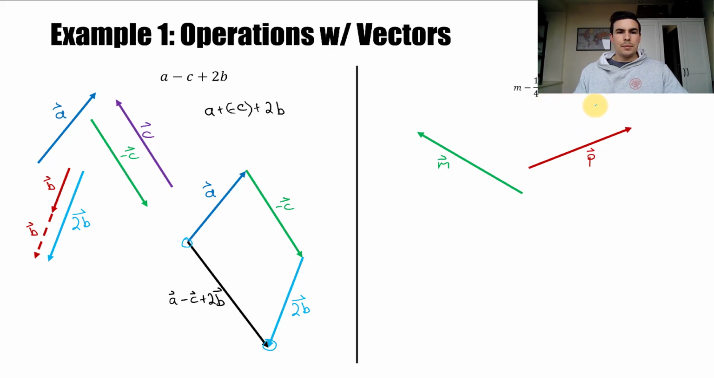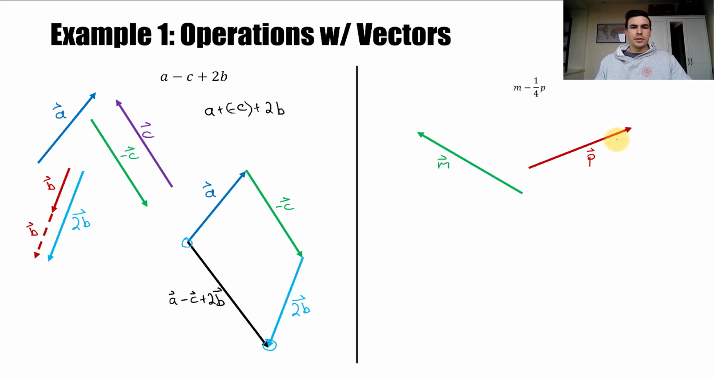Second example here, okay, I've got vector m and vector p, and we are going to find m minus 1/4 p. So 1/4 would be our k value, right? This is k times p, where k is our scalar, right? So I need to take vector p, and we're going to divide this into 4 smaller vectors. Okay, so we've got some reference vectors here. So each one of these reference vectors is 1/4 of our larger vector p.